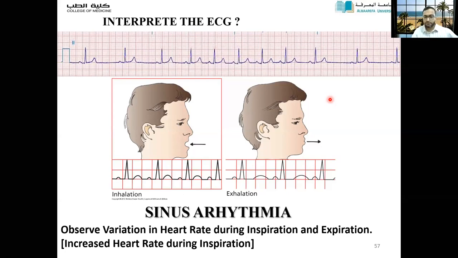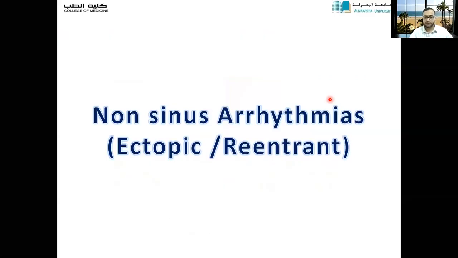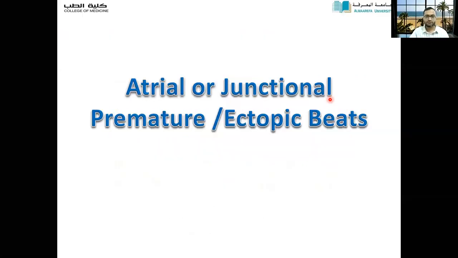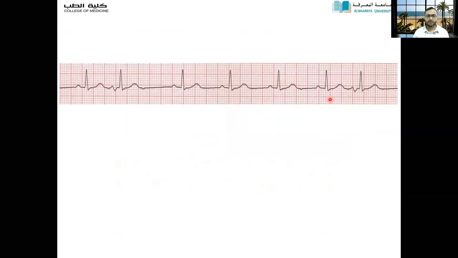Let's take some examples of non-sinus arrhythmia. We have seen too much of non-sinus arrhythmia. Let's take one or two examples, then we'll move further. I cannot discuss much of the arrhythmias. Here is an example of atrial junctional beats. Let's look at the ECG.